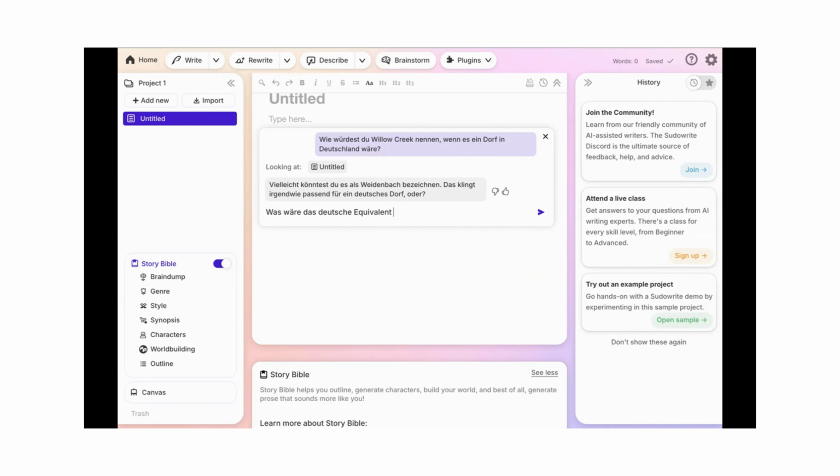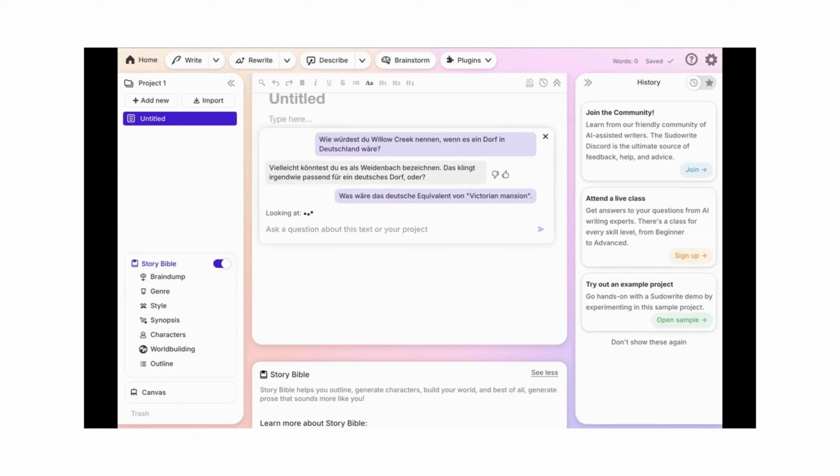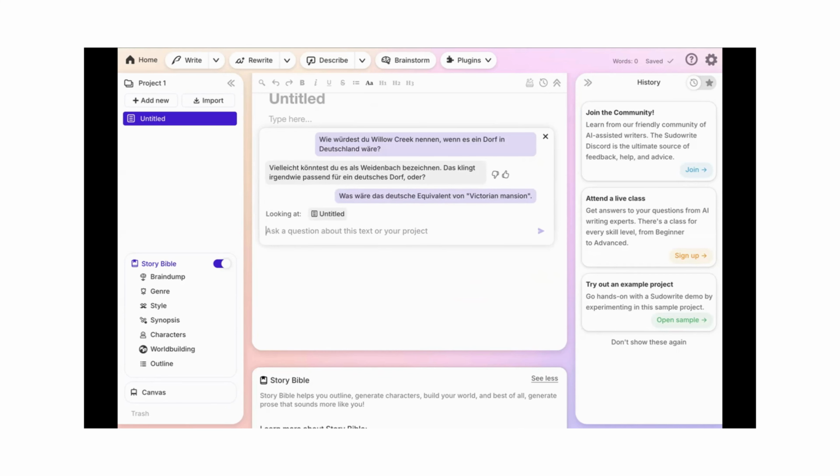I have to switch back to German. Was wäre das deutsche Äquivalent aus? Or I just use some word. You can also ask in English and see what's the equivalent of this word in German. Yeah, that would also work. Mansion. It's very likely it will output something Bavarian, because it's castle.